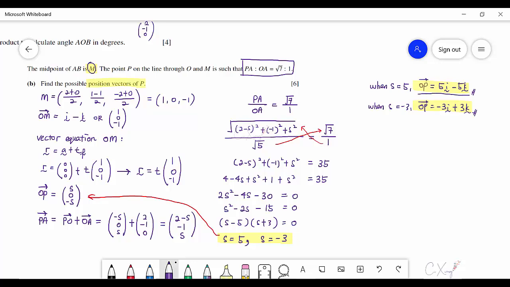Okay, so this one, I think, has more steps involved. You need to create the vector equation first. Then get the position vector of P in terms of s. After that, by using the information that they give you, you solve and get the value of s. Then after that, you get the position vector for P. All right, so here we end our paper, this May June 2021 paper 3-2.